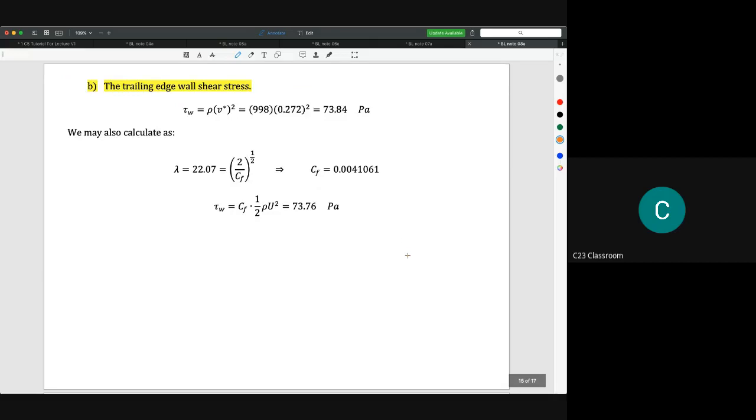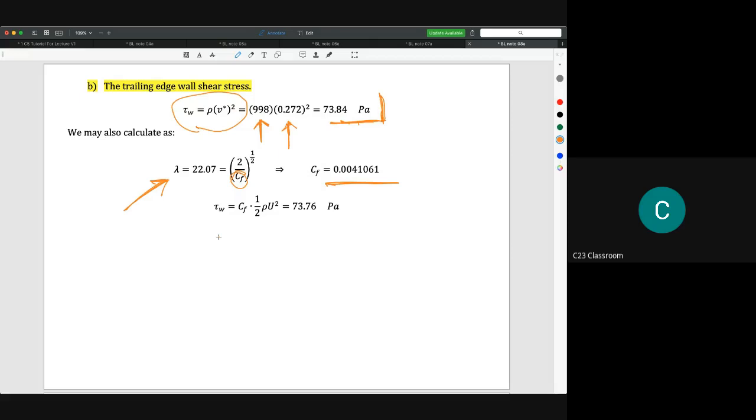And then for the trailing edge shear stress, we could use this equation. We substitute the value of V star, we substitute the value of density here, so we get around 73.84. And then we also could calculate the value of the shear stress here by using the idea of this one. So lambda is equal to 1 over CF to the power of 1 over 2. And then we could get the CF here equal to this one.